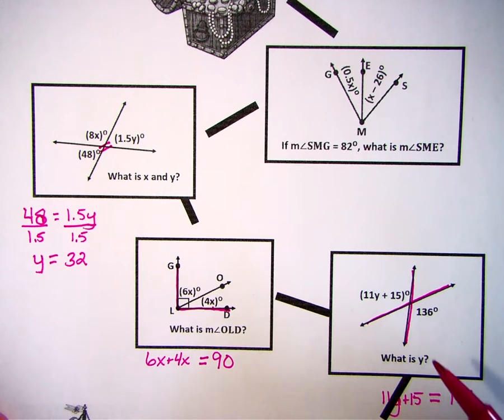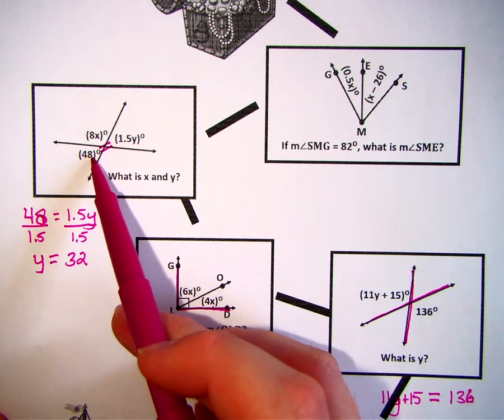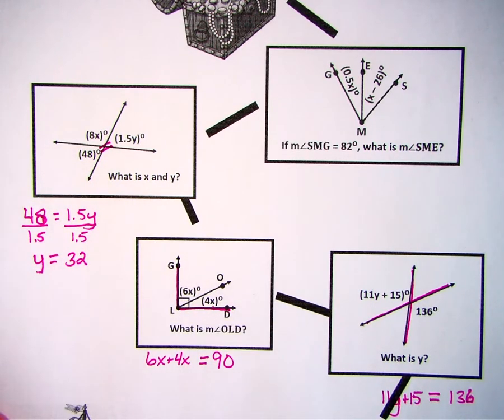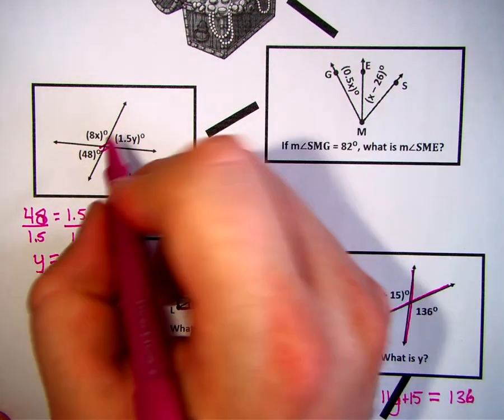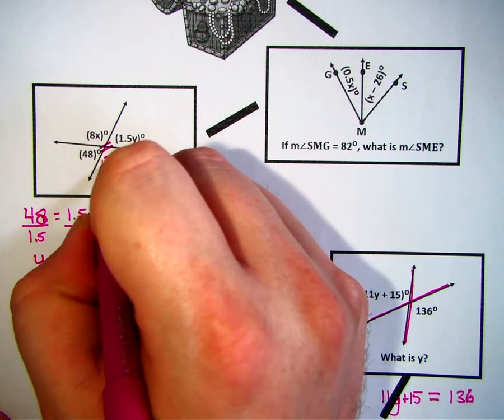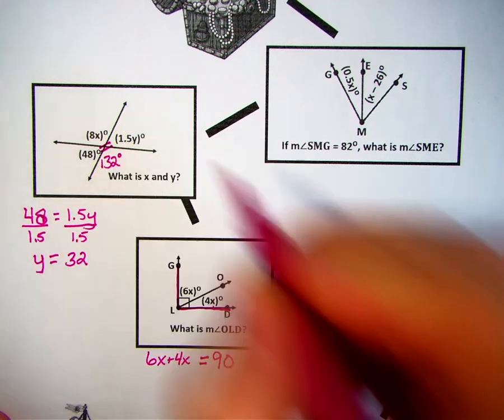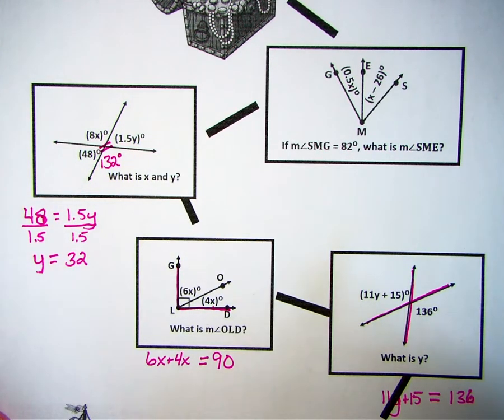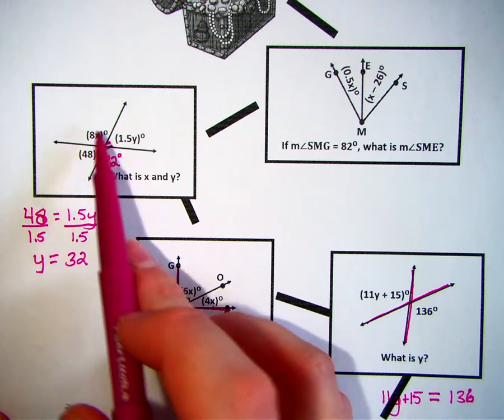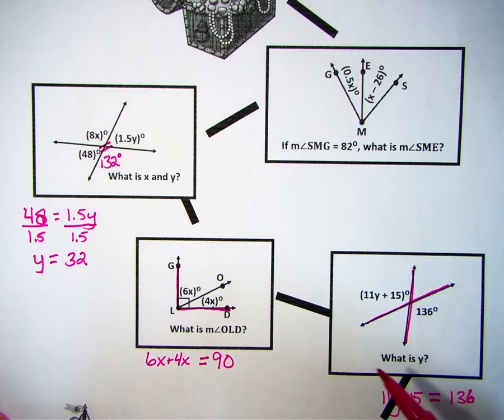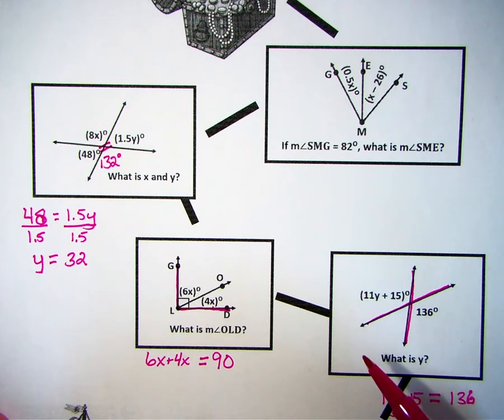On one hand, we know that this angle here is 48 degrees. So this angle over here that has nothing in it must be 132 degrees. So if we really wanted to, we could set up another vertical angles relationship, 8x equals 132. That would definitely work. That's one option.